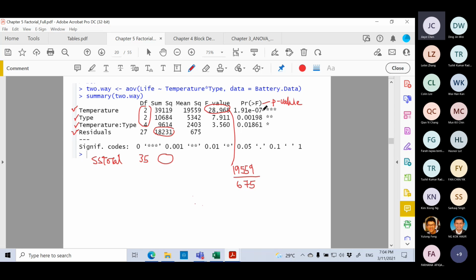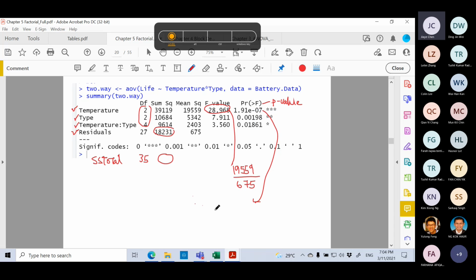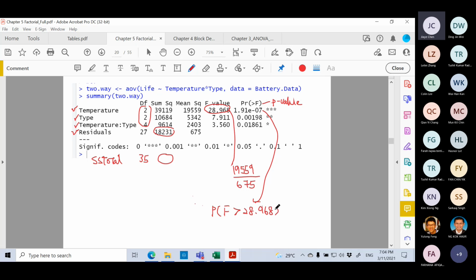You get this thing. This is equal to the probability that F is greater than 28.968. The probability will be approximately 1.91 times 10 to the power of minus 7. So this is the probability, which will be useful when you're testing the hypothesis, and then you compare it with the type 1 error you set. Then on top of here, they put the star.